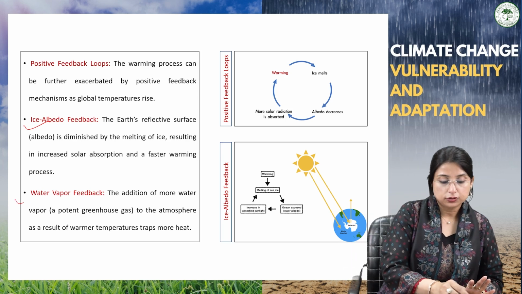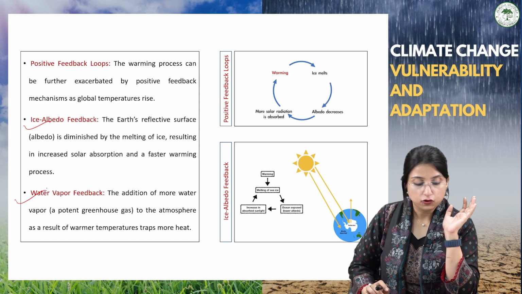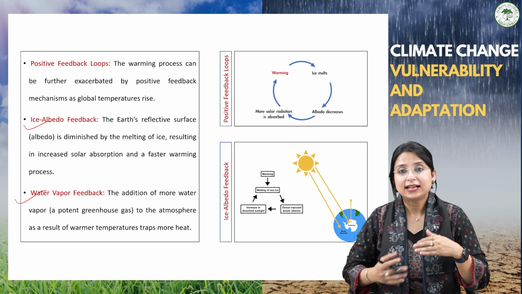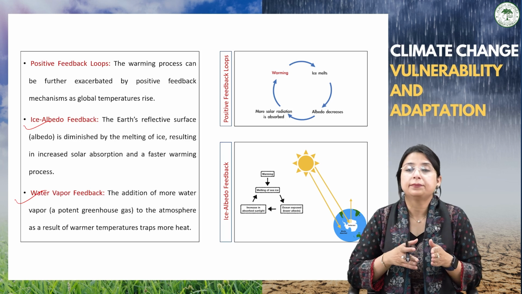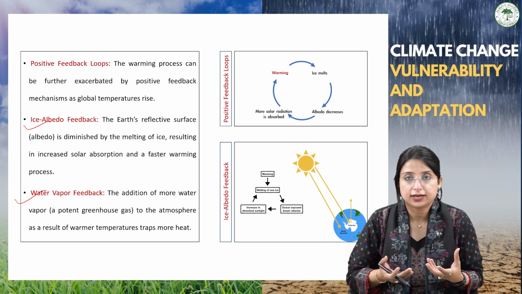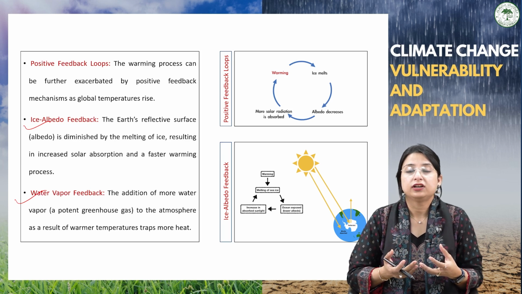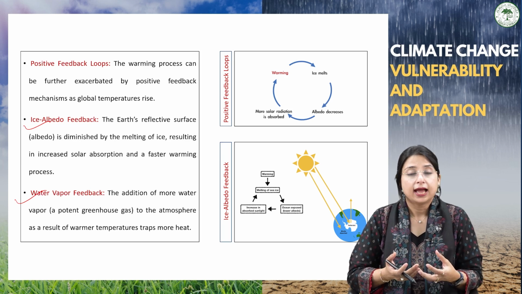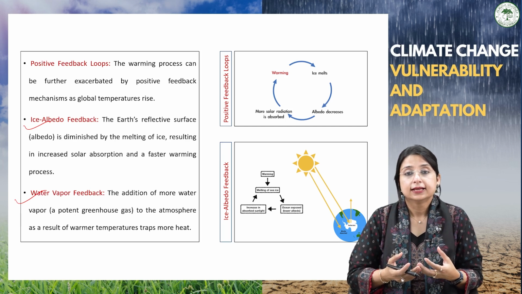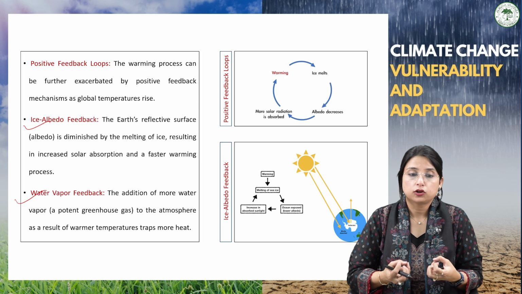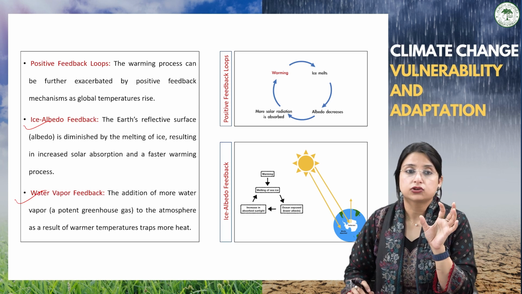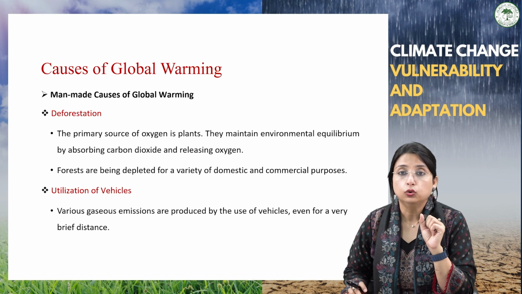Suddenly, if we talk about water vapor feedback, the addition of more water vapor to the atmosphere, because of the rise in global temperature, will increase evaporation, or we can say evapotranspiration, due to which more water will be added into the atmosphere. And we know that this water vapor is one of the greenhouse gases that will again lead to the absorption of heat, and thus temperature rising will continue, thus creating a positive feedback loop.